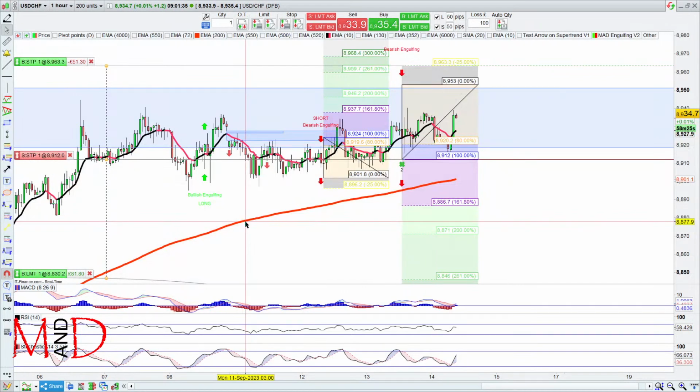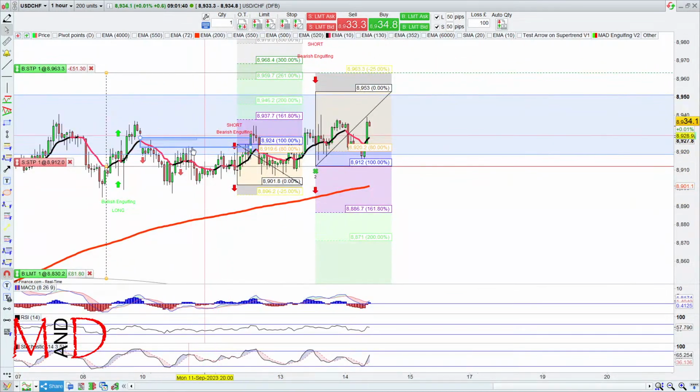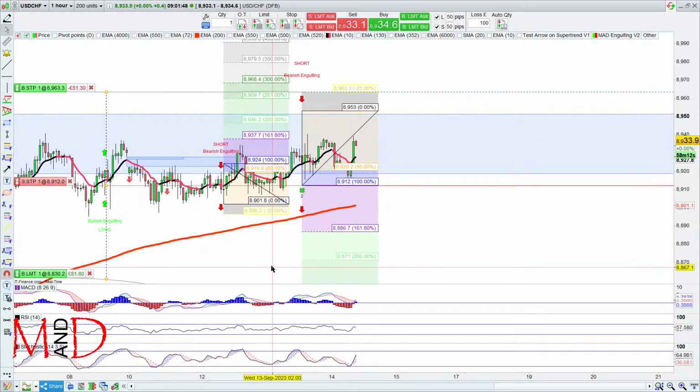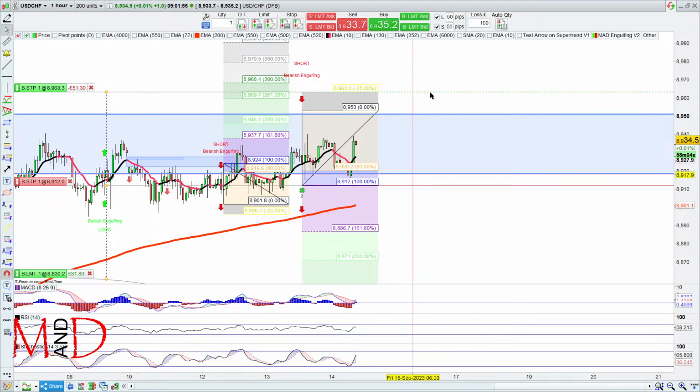Delete. Thinking that this area is going to be held. It didn't. It got broken. So boom. But we are long live. But I've also set a short because we are going short on the higher time frame.